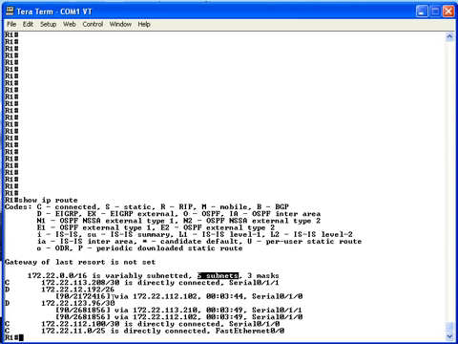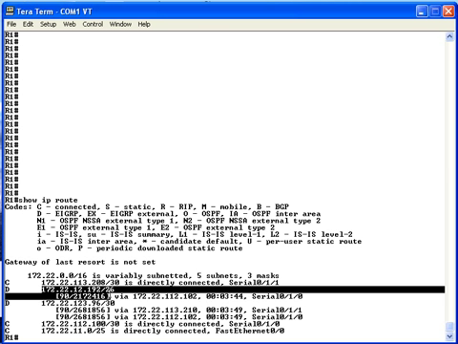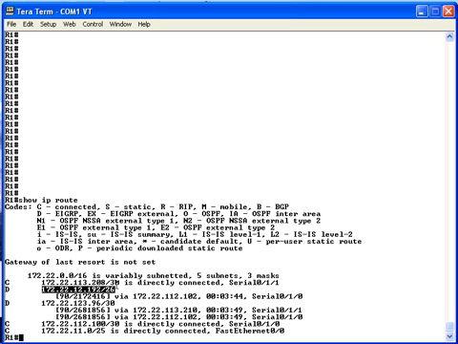Now focus on the highlighted route shown on the screen. It's an EIGRP learned route to 172.22.12.192, which is the LAN-based subnet off of router 2. Now because VLSM is in use, the mask needs to be shown with each route or each subnet because the mask could be different in each case. So notice here we have the /26 mask for that subnet shown at the end of the routing table entry.